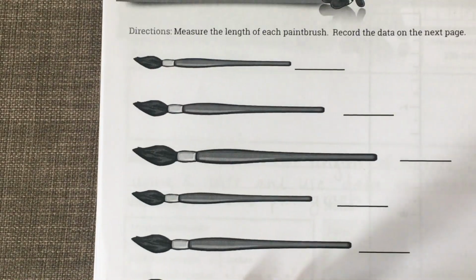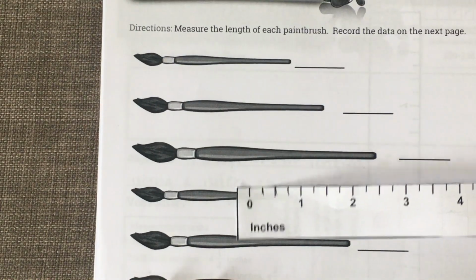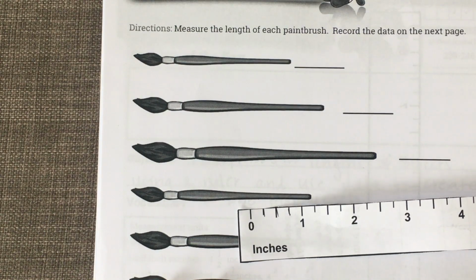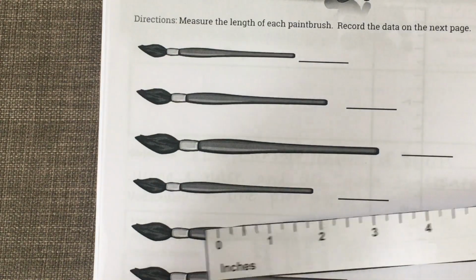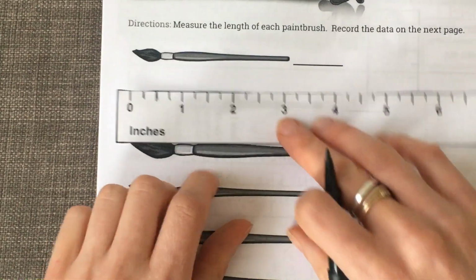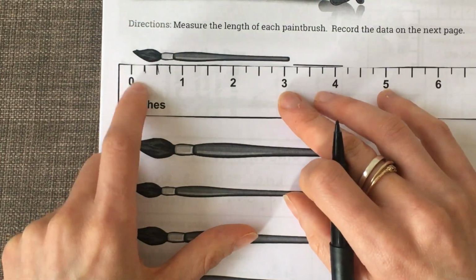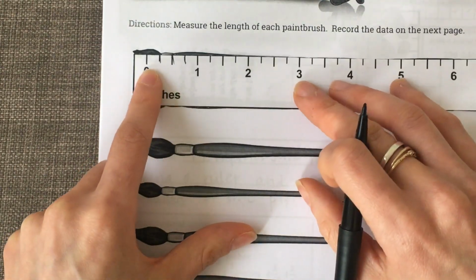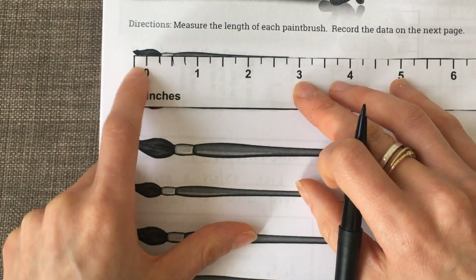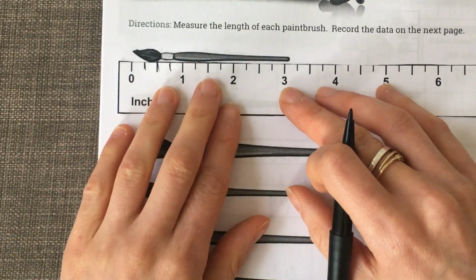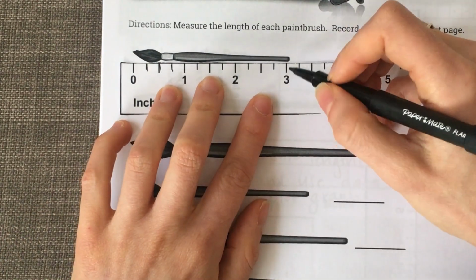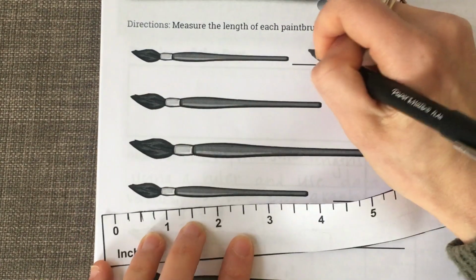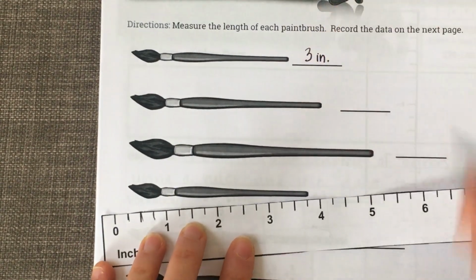Okay, enough of me talking. Let's get started. So let's go back to our teacher input or model. What it says is measure the length of each paintbrush and record the data on the next page. So remember, when you are working with measuring, you always want to start right at the 0. So we're not going to start here, or that would give us extra. We want to start right at the 0. And you can tell that this is right on our 3 inch mark. So I'm going to say that this is 3 inches exactly.